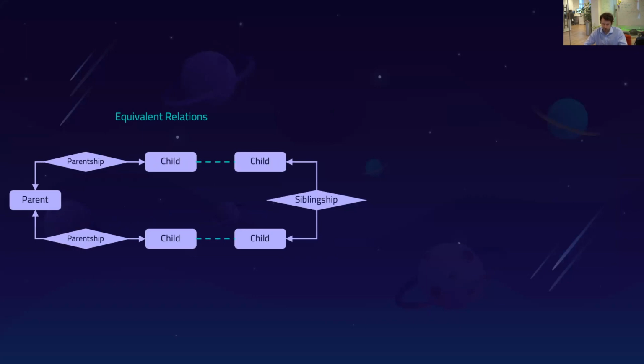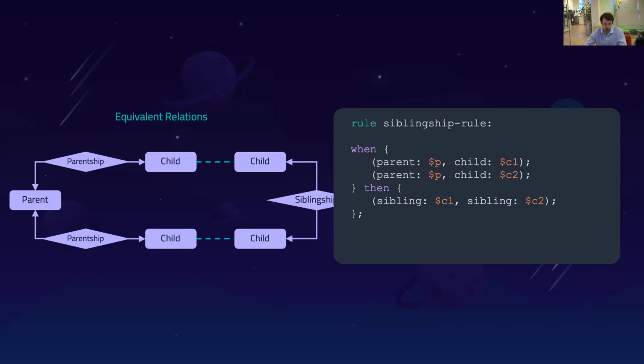And another example, let's say that we've got a parent that has two children. We can create a rule that says that if two different people share the same parent, then infer that they're in a siblingship relation. And of course, we can get much more complex when it comes to the conditions that we put in the rule. The point is that we can, in a rule-based way, infer new data on the fly.